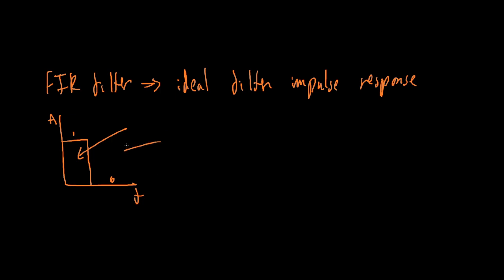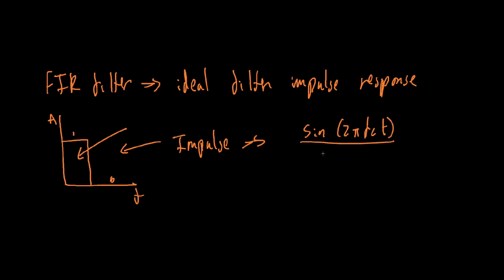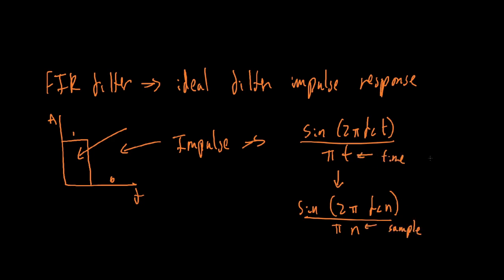And now, of course, if you remember, the impulse response of this is sine 2 pi fc t divided by pi t. That's for the low pass. Now, if you want to convert that to the computational form, it would be sine 2 pi fc n divided by pi n. N for sample, t for time. Okay, now let's look at the rest of the filters: the high pass, band pass, and band stop. Let's first look at high pass. Blue, good color. High pass.